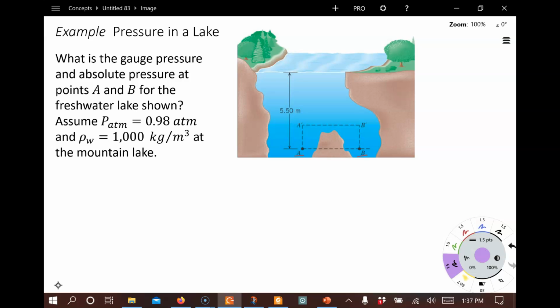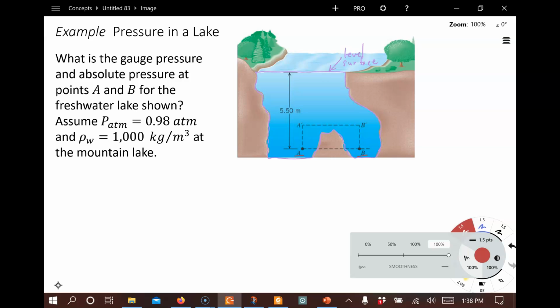Now the important thing to consider whenever you're dealing with a question about the change in pressure in a static fluid like this is that you want to consider the entire fluid as a single continuous body of fluid. And so if you see this fluid here, it always finds its own level, right? Here's the level surface of that fluid. And all of the points below it are going to be measured with respect to that same surface.